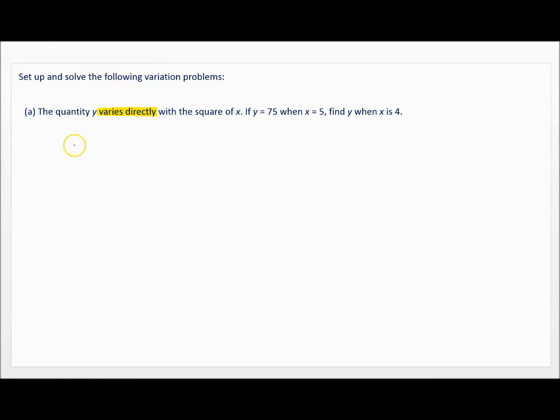So the quantity y, I write y equals, varies directly with the square of x. So first of all, what does the square of x mean? It means x squared. And since it varies directly, we do k times x squared. If it said varies inversely, you would do k over x squared. So we would divide. So directly you multiply, and inversely you divide. And then you plug in your information.